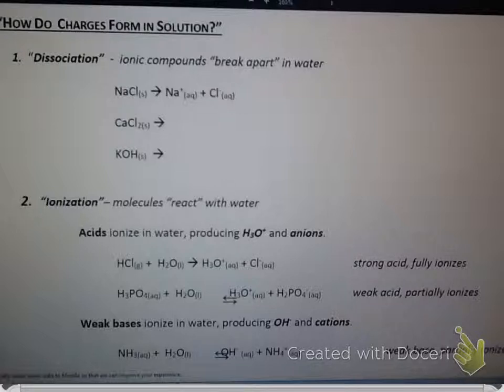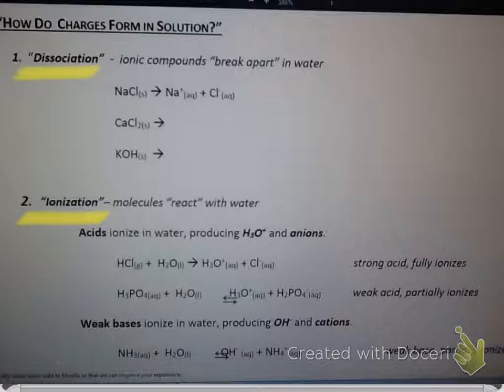So then, how are the ions formed when you put a solute into water? There are actually two different ways that charges or ions form in solution. The first way is something called dissociation. It's not disassociation, it's dissociation. People often misspell that. The other process is ionization. So we have dissociation versus ionization. These are two different ways that ions can form when the solute is dissolved in water.